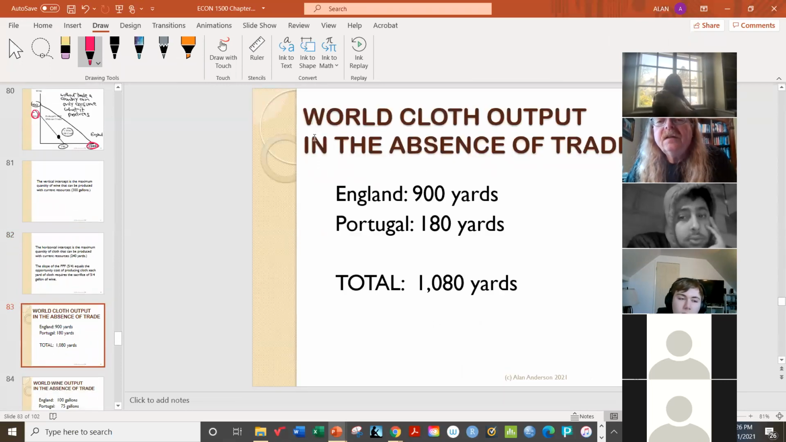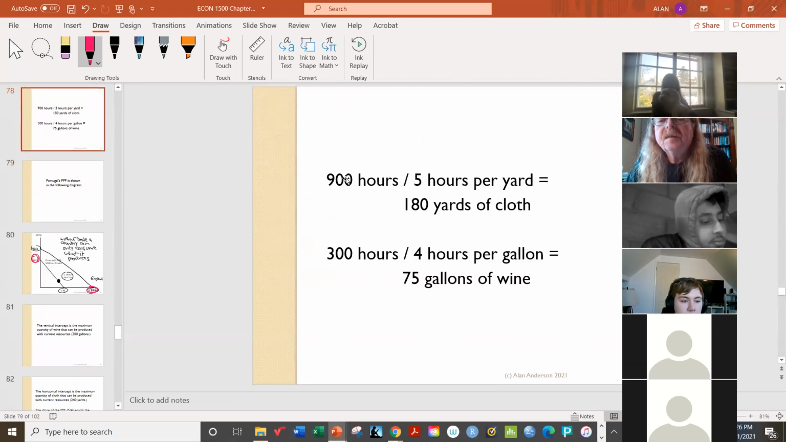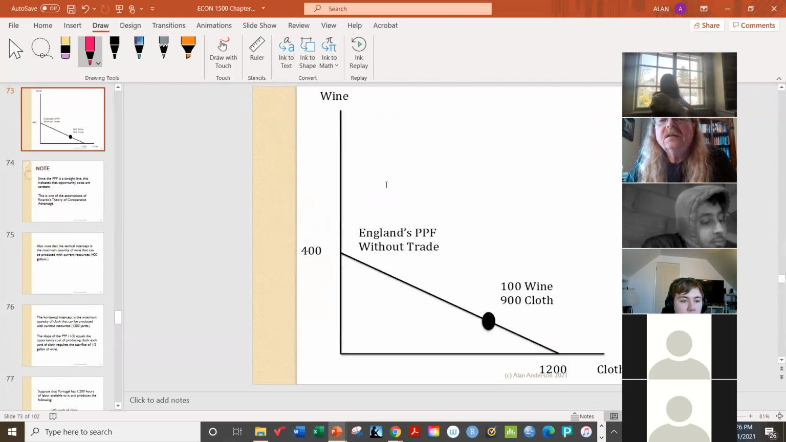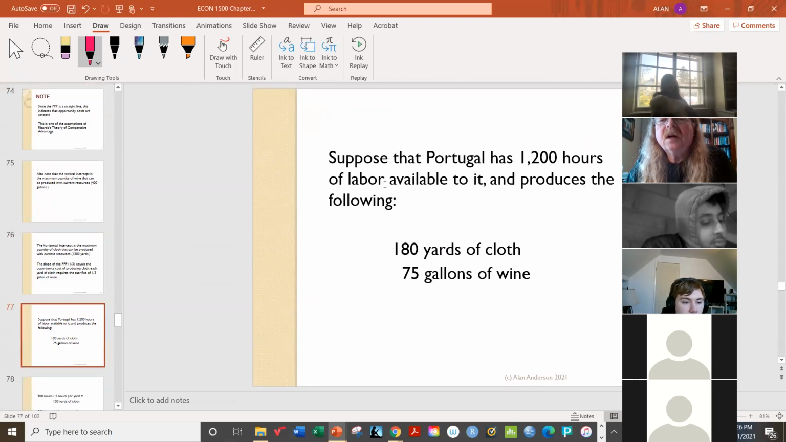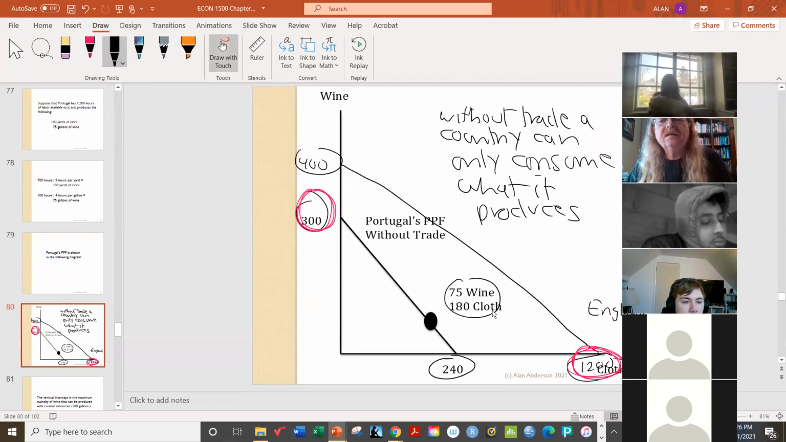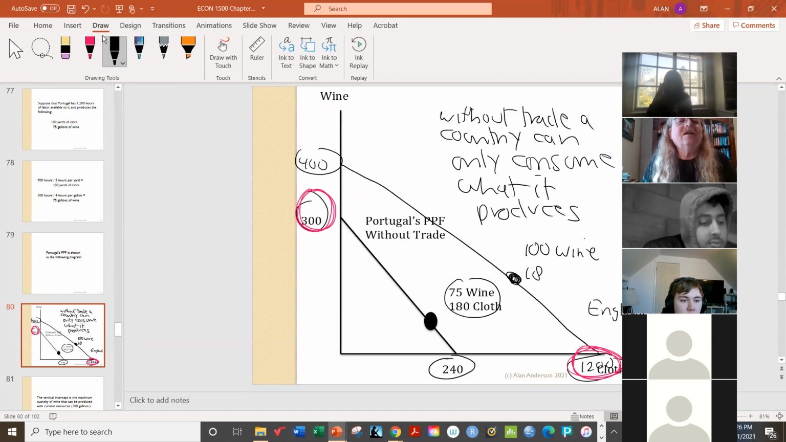Before, England and Portugal were making 1,080 yards of cloth. How do you know? Because if you combine the two, remember, England chose to make 900 yards of cloth and 100 gallons of wine. In fact, we could put this again on the same graph, let's say right about here. 100 wine, 180, 900 cloths.